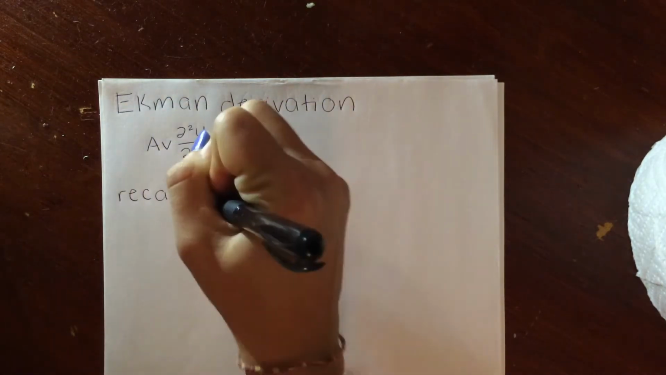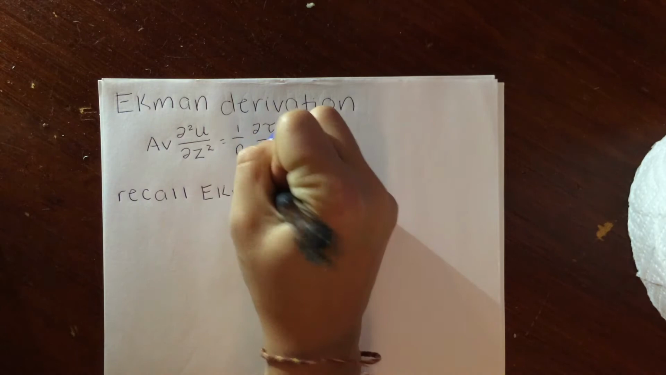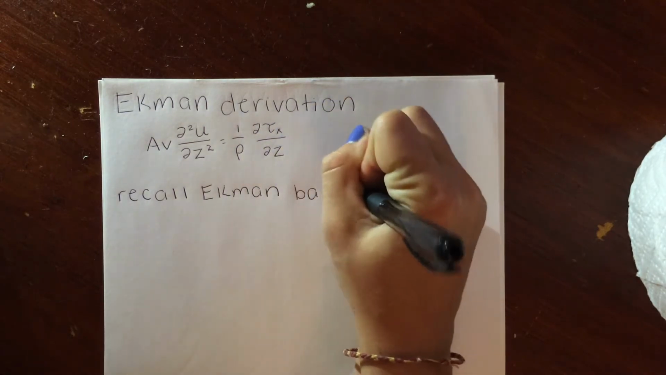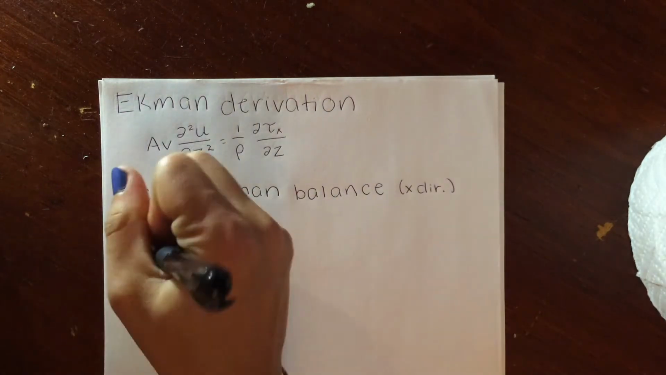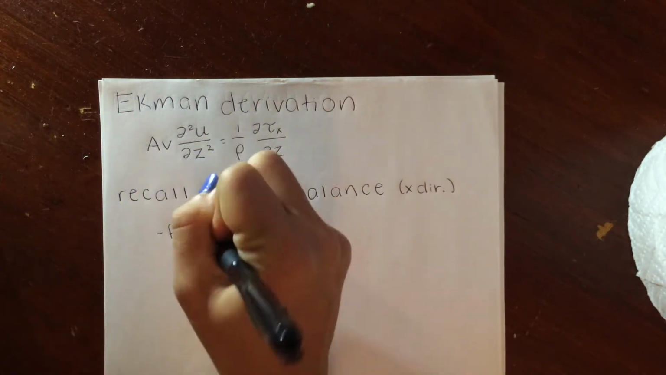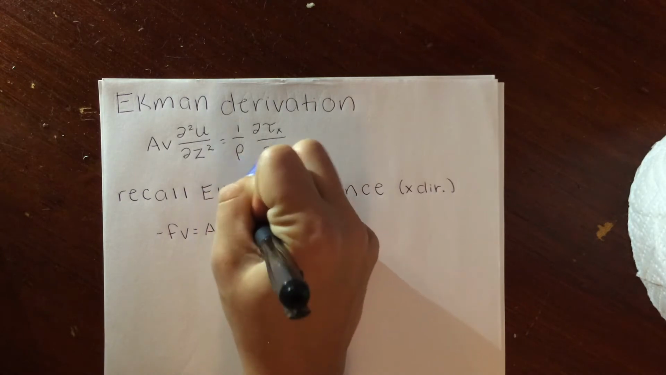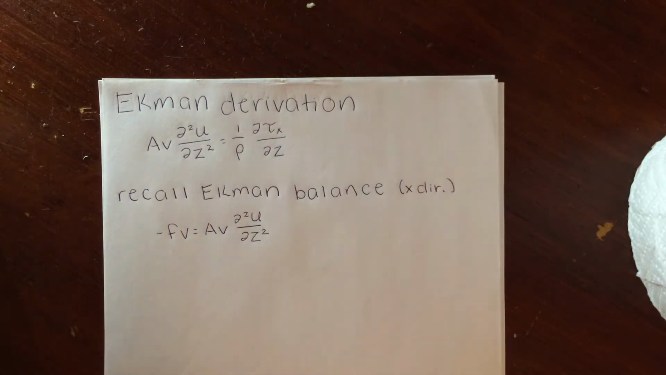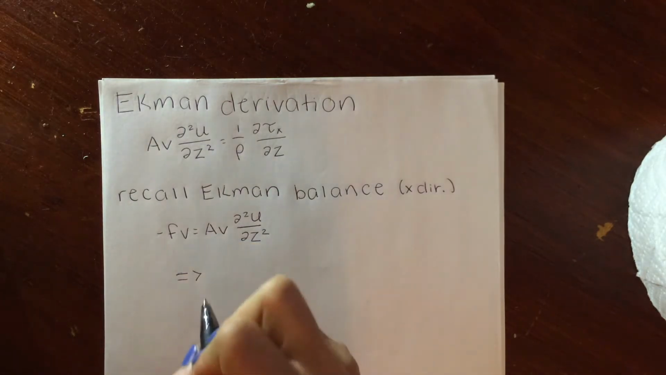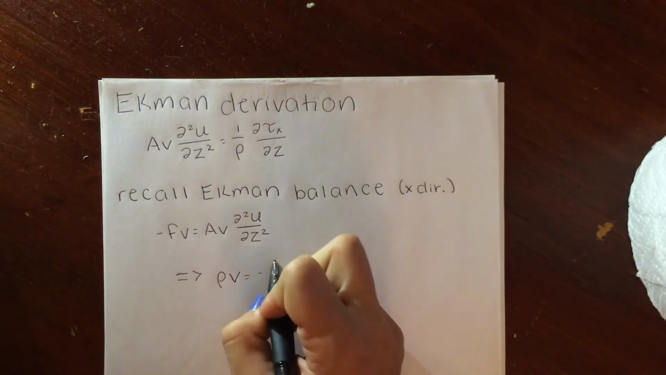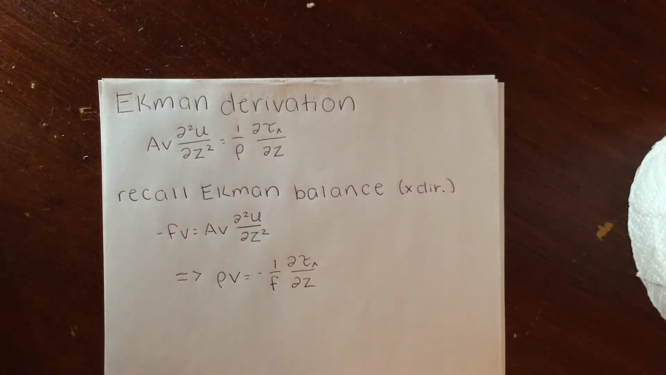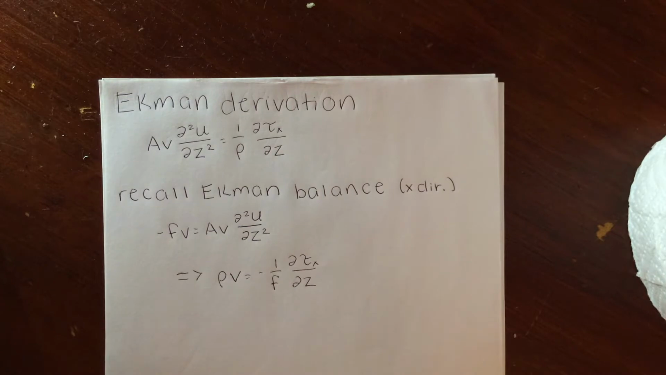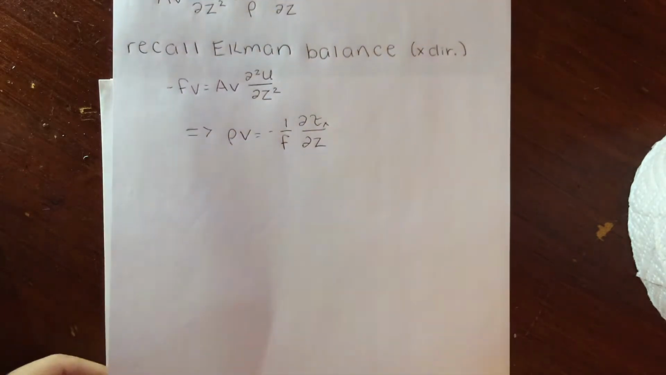If we recall the Ekman balance, we are left with these two terms from the momentum equations. If we set these equations equal to each other, we have the mass equal to 1 over the Coriolis parameter f times d tau dz. Again, the wind stress is in the x direction in this case.